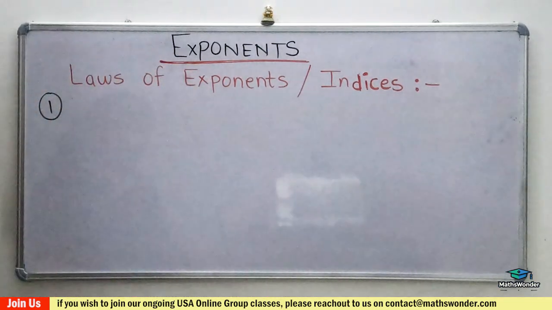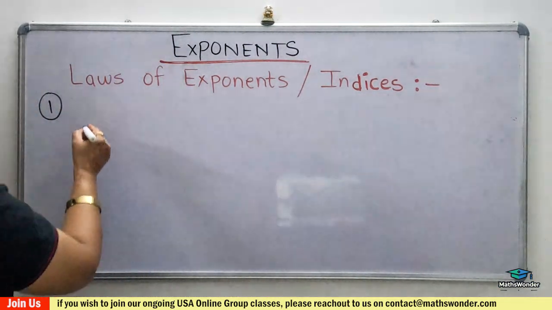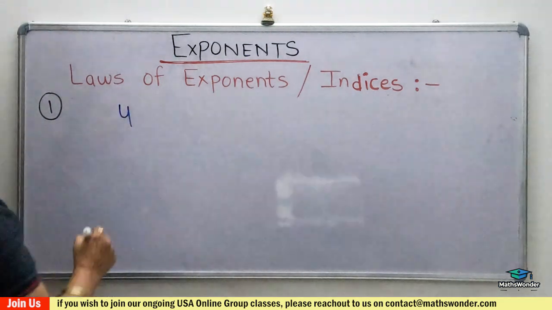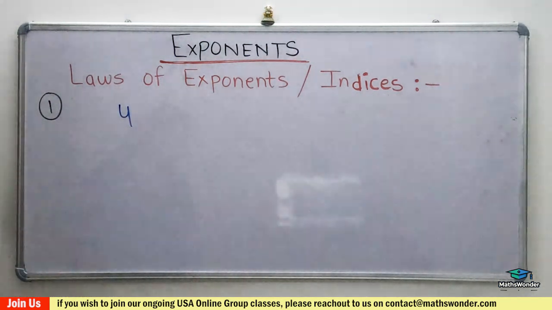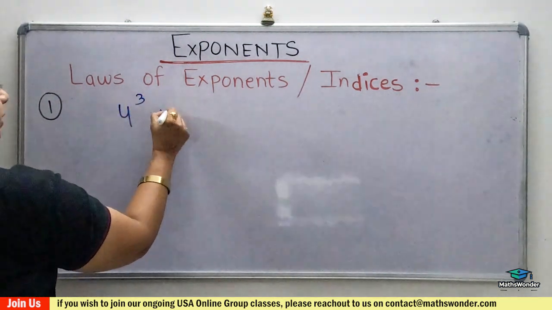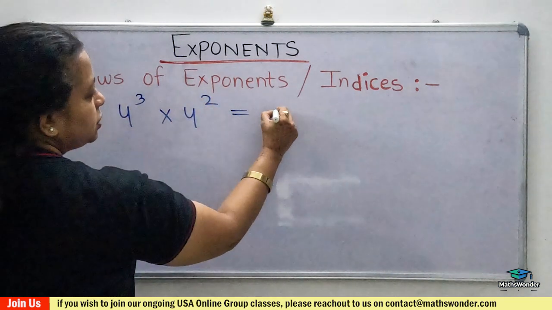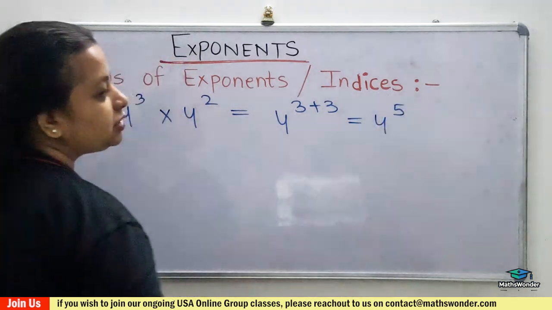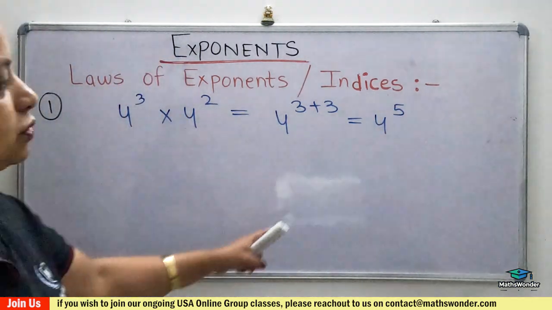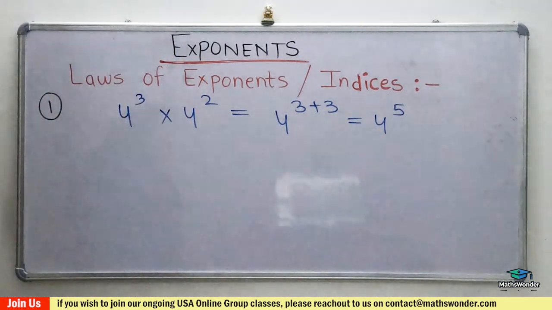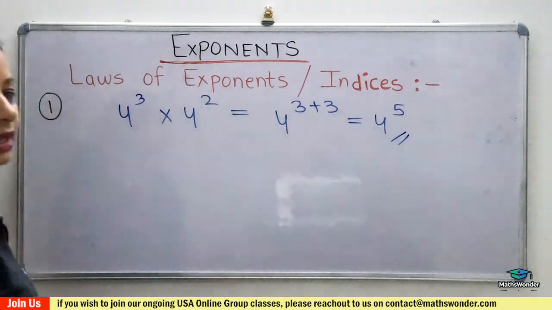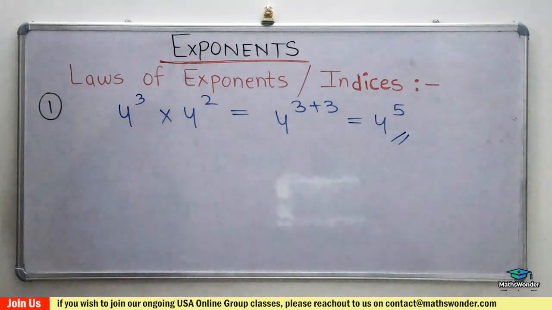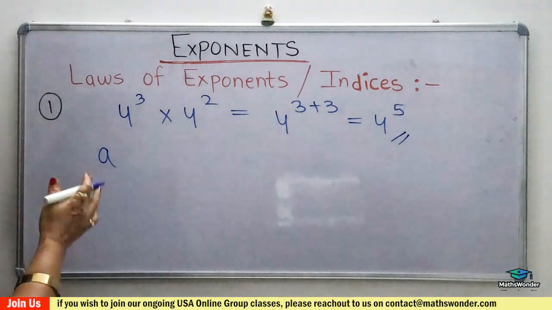So, based on law number 1, we are doing more examples. 4 raised to the power 3, 4 raised to the power 2. So 4 raised to the power 3 plus 2, which is 5. If the question says simplify also, then you will multiply also, okay? If the question is written, just write your answer in the exponential form, so your answer is this only, okay? So it depends on the question.